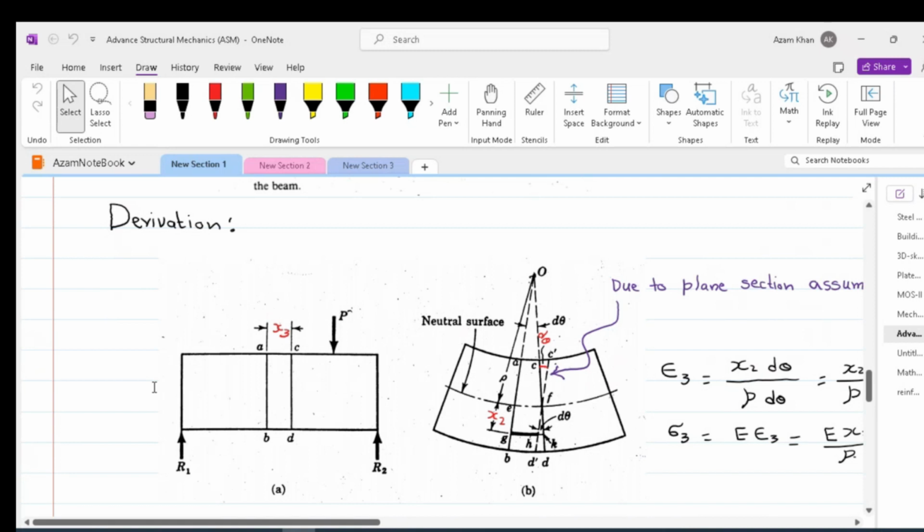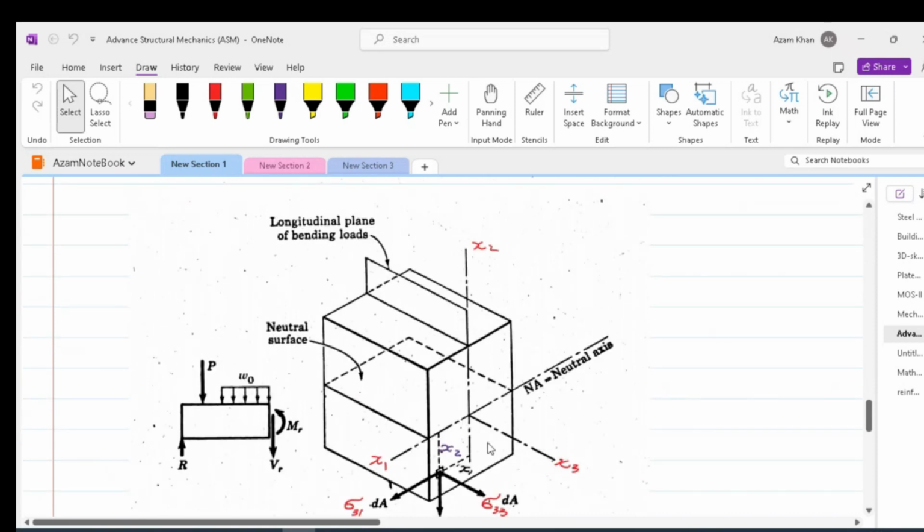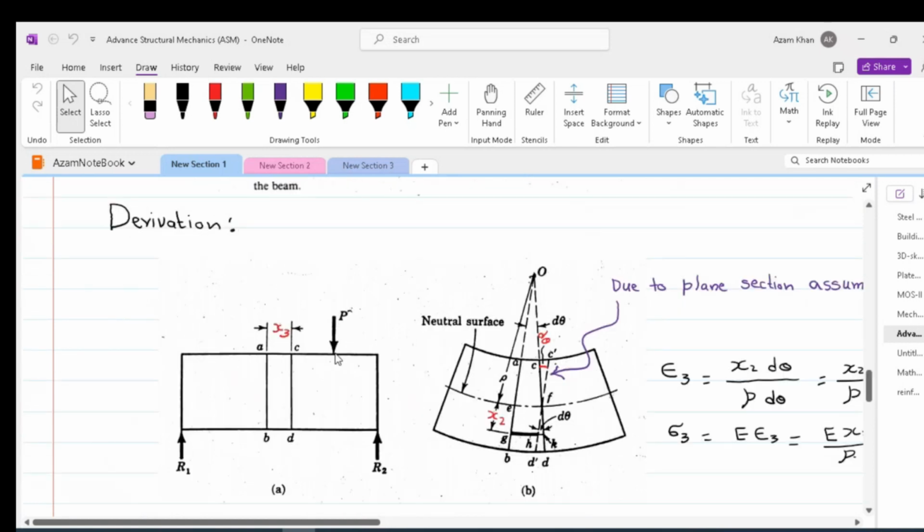Take a simply supported beam which is subjected to some loading. Let us consider two adjacent sections AB and CD which are at a very small distance x3 apart. We assume that x3 is along the length of the beam and x1 and x2 are along the plane of the beam. After application of the load, the beam will bend. Imagine we take a portion of the beam. This portion clearly shows that AB and CD have moved. BD has moved apart, whereas AC has moved closer after application of the load.